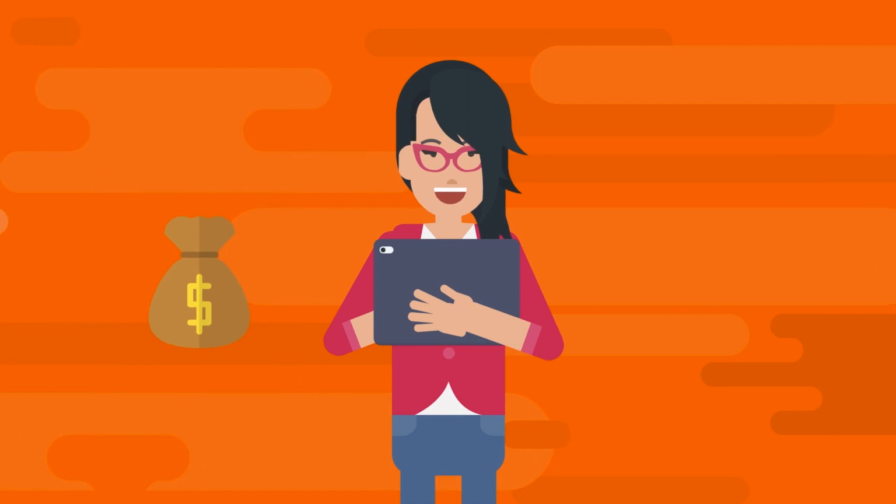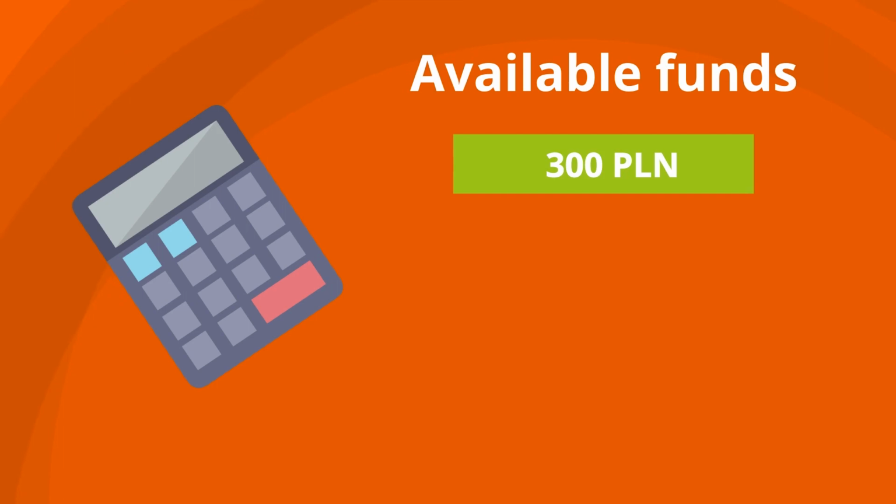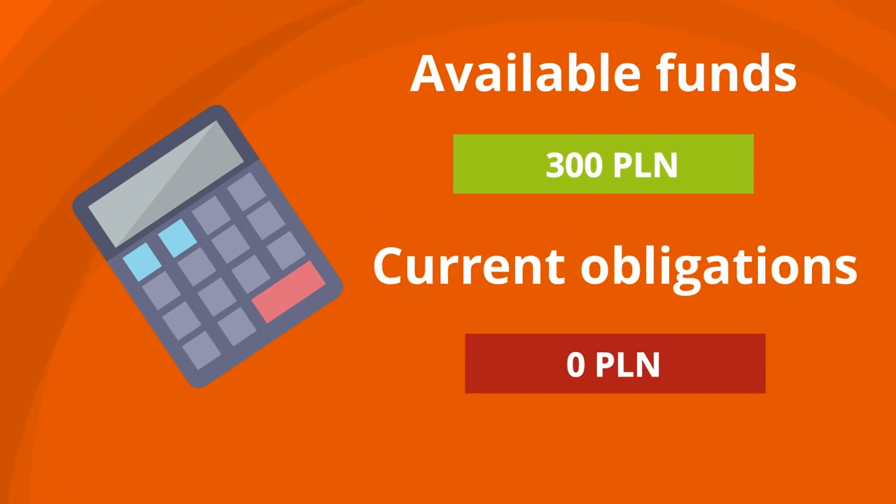If you do not have any obligations toward Allegro, we will make a payout for you. You will receive the full amount of your available funds. For example, if your available funds are 300 PLN and your current obligations toward Allegro are 0 PLN, you will receive a payout of 300 PLN.